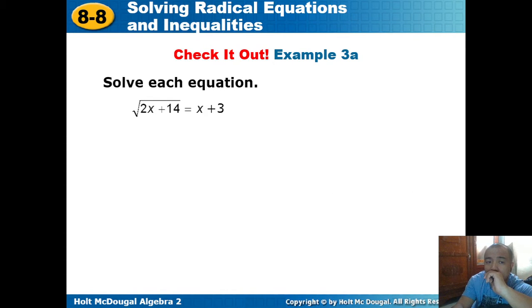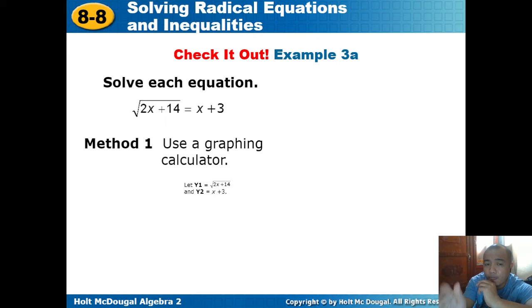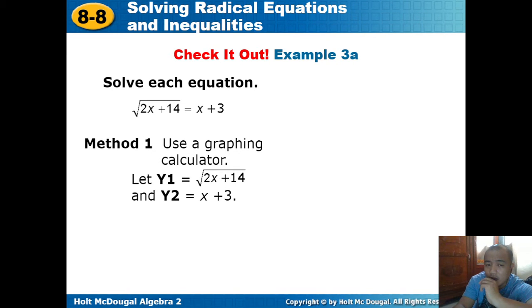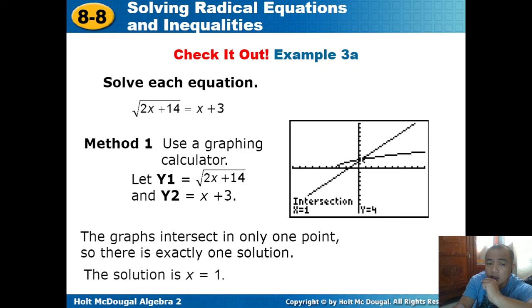Next, solve each equation. Square root of 2x plus 14 equals x plus 3. Okay, using a graphing calculator, let y sub 1 equals square root of 2x plus 14, and y sub 2, x plus 3. So the graph intersects in only one point. So there is exactly one solution. X equals 1.